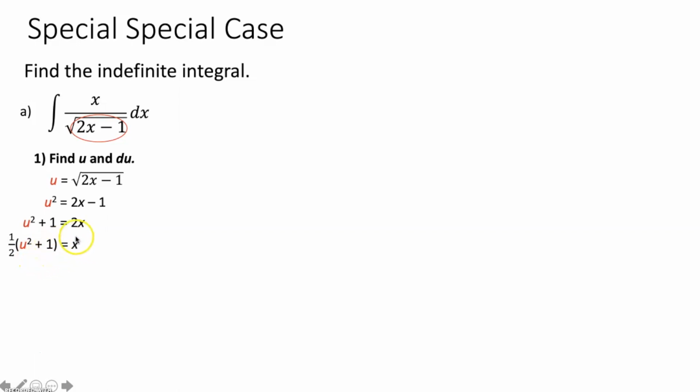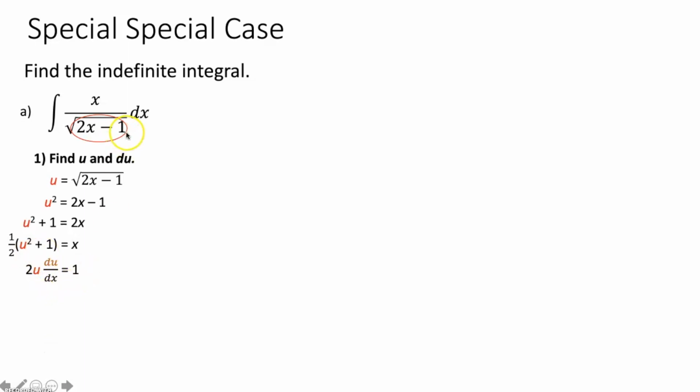When I take the derivative of this side with respect to x, I just get 1. When I take the derivative of this side with respect to x, the 1/2 is just a constant. It stays out front. So I take the derivative of each term in here with respect to x. The derivative of u squared with respect to x is going to be 2u, and because it's with respect to x, I have to multiply by du/dx according to implicit differentiation. The derivative of 1 is just a constant, so that's just going to be 0. So I end up getting 1/2 times 2u times du/dx is equal to 1.